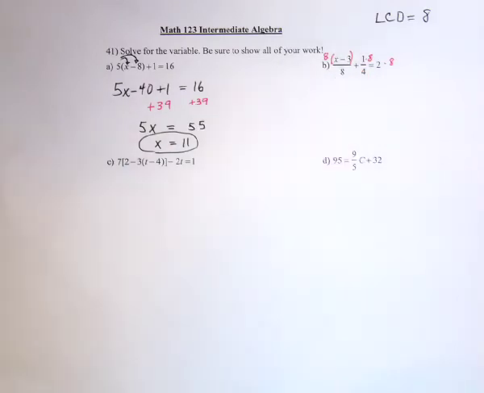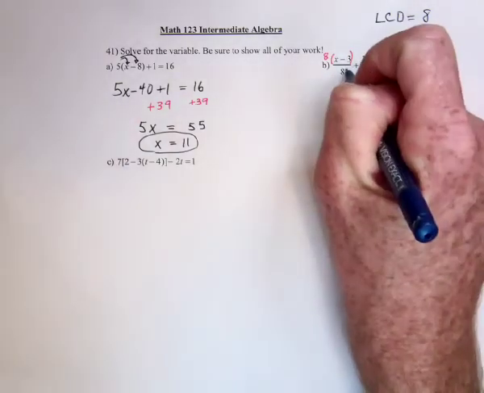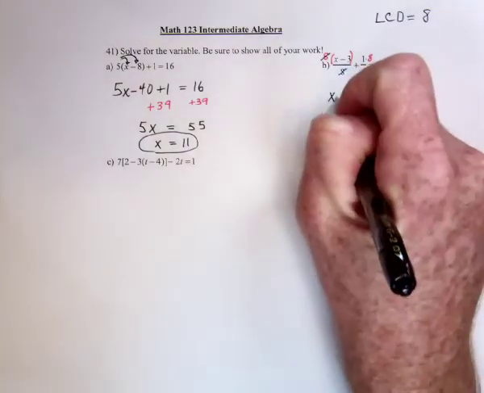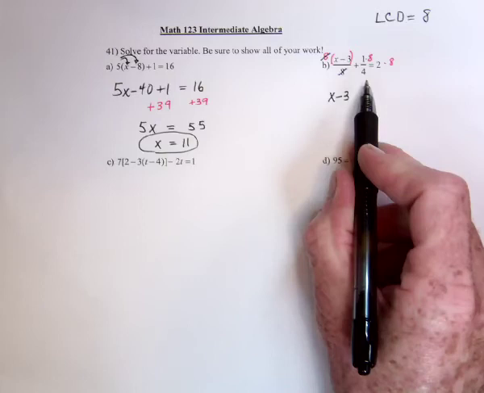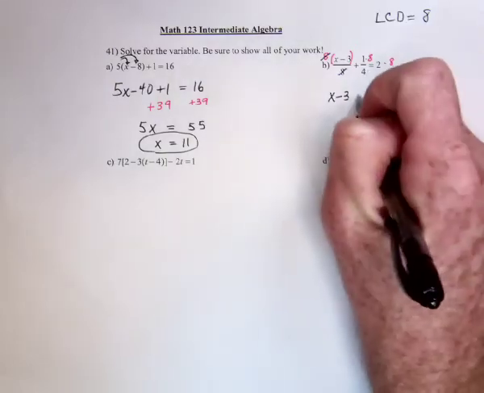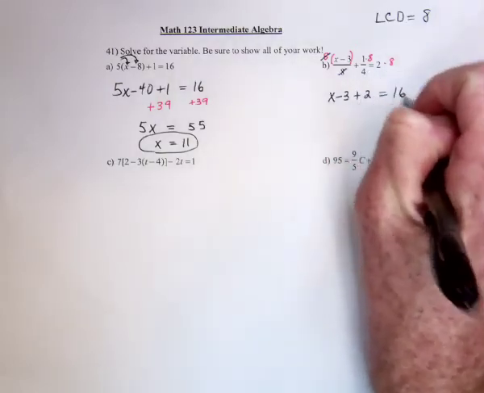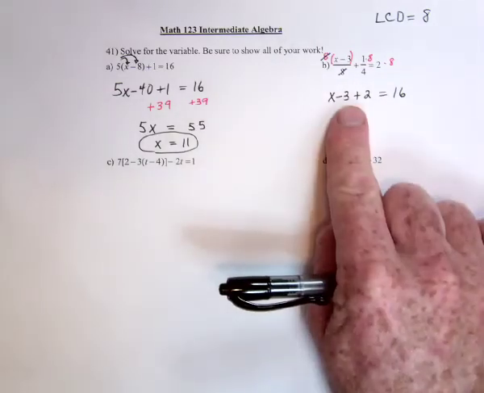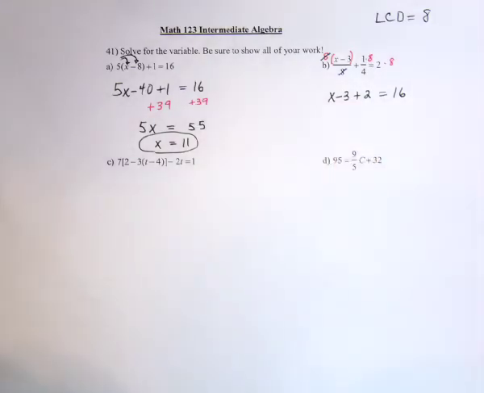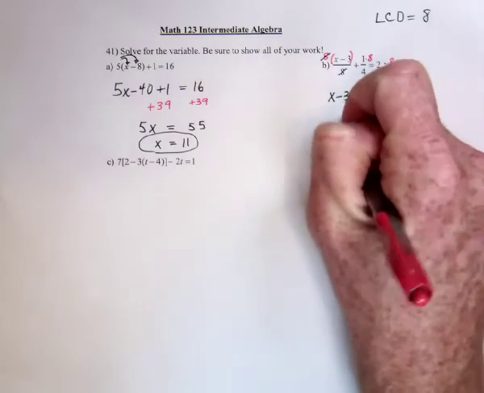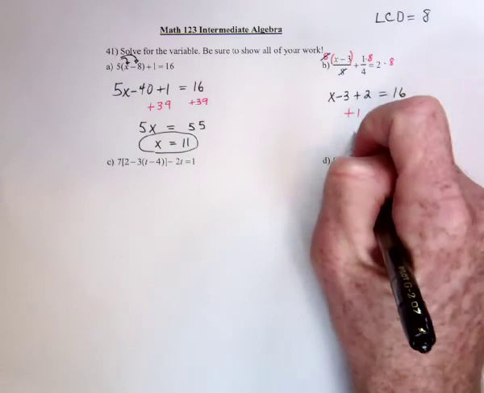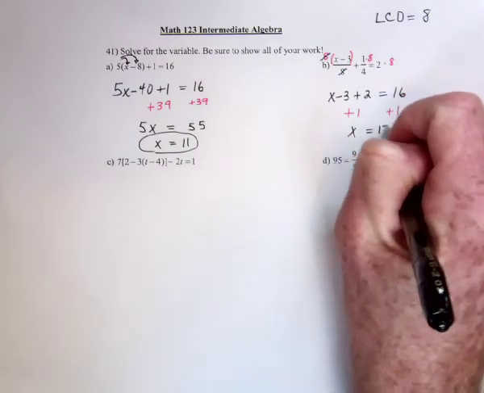Anyway, now when you cancel or reduce, the 8 will cancel. It leaves x minus 3. Right here, the 4 would divide into the 8 two times. And on the other side is a 16. So let's see, this combines to be a negative 1. So do the opposite, add 1 to both sides. And within those two steps, we're done. x is equal to 17.